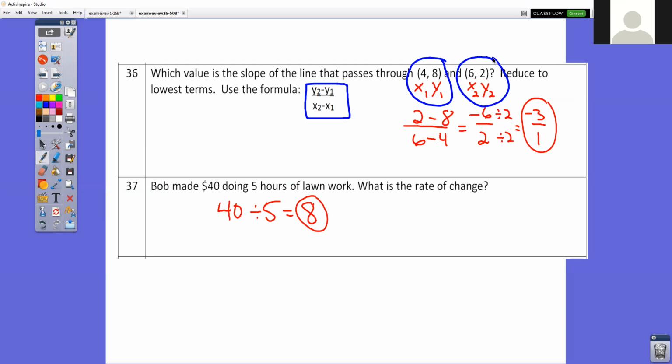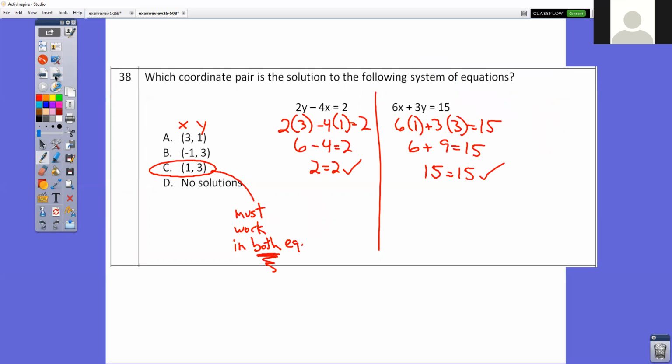In number 37, Bob made $40 for doing 5 hours of work. What's his hourly rate? All you have to do is divide. $40 divided by 5, he earns $8 an hour.